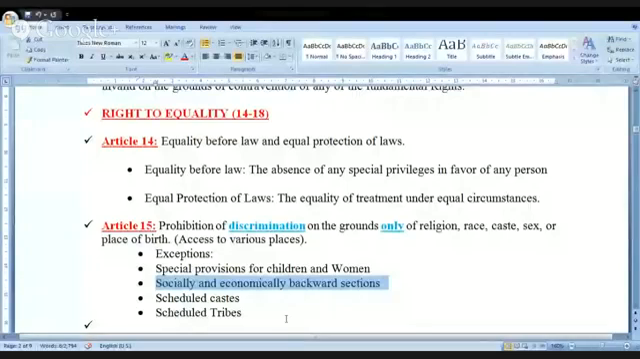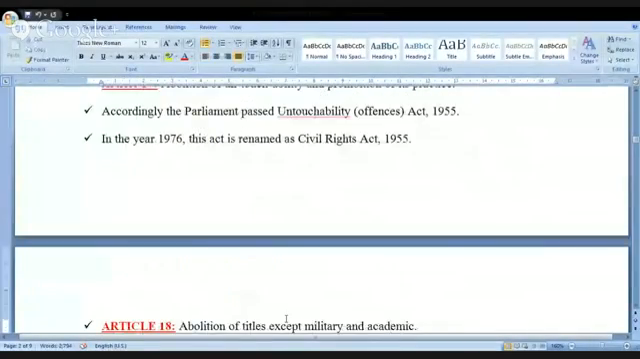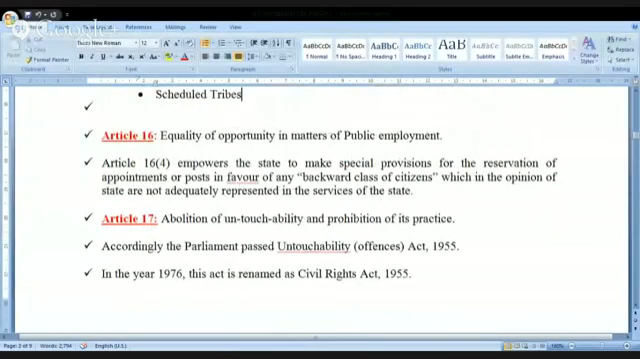Next one, I'll open the document again. Have a look at this. Article 16. Look at this. Article 16 is talking about, I am talking to you only about the right to equality. Now look at this. Article 16 is talking about the equality of opportunity in the matters of public employment. In the matters of public employment.